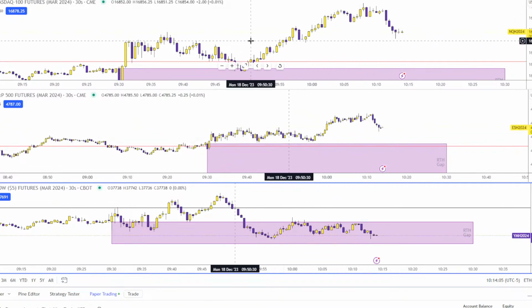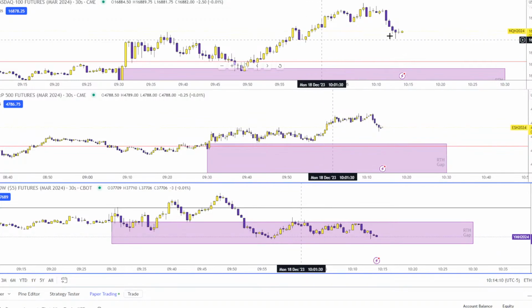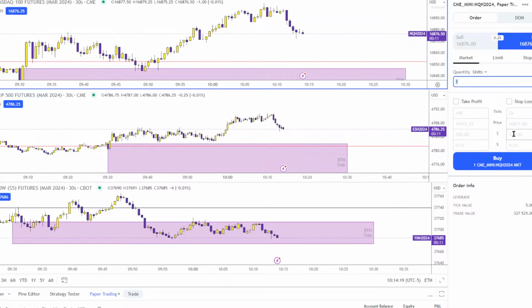Here we go. There's that fair value gap we came back to, so you could technically go long here on that. Yeah, let's do that. We'll go long on that, right inside that guy there.